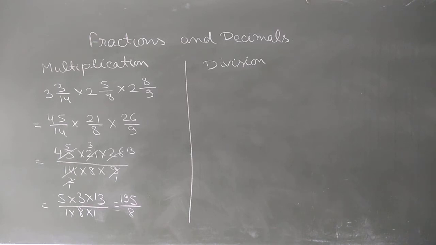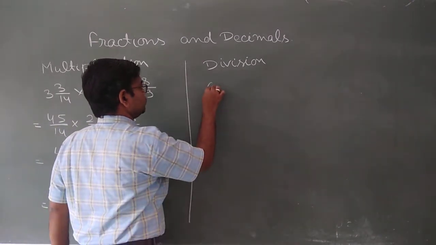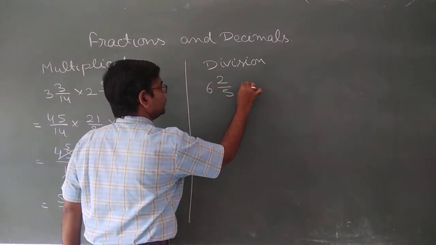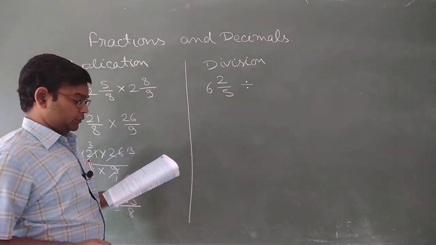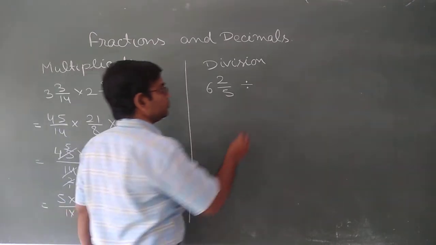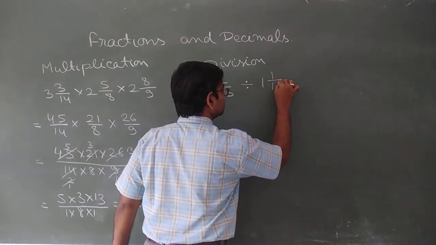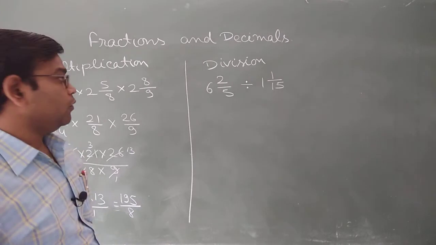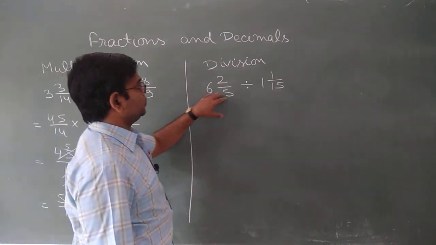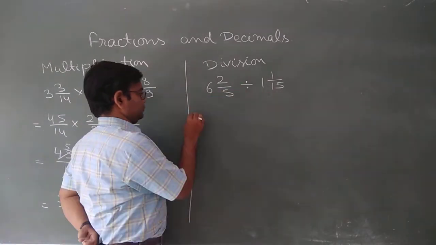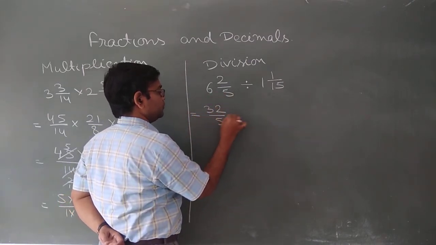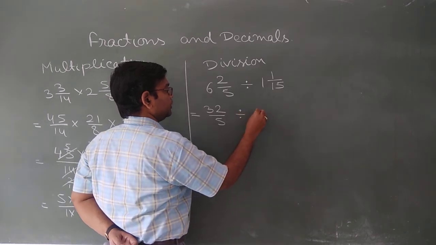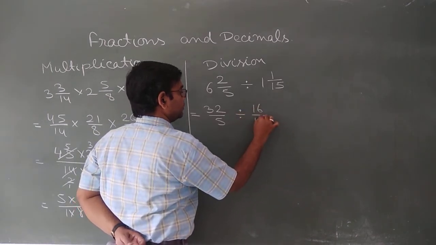Now it's a division. So I am picking the last question. It's 6 whole 2 upon 5 divided by, remember this sign is just in front of the division sign of your fraction, 1 whole 1 upon 15. First, we try to convert them into improper fractions. 32 upon 5 divided by 16 upon 15.